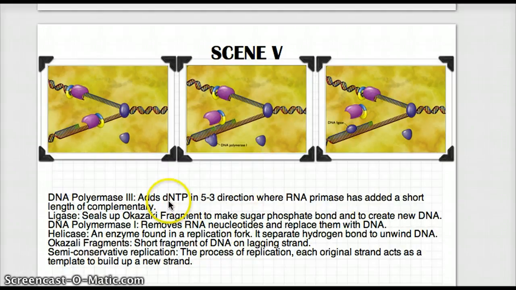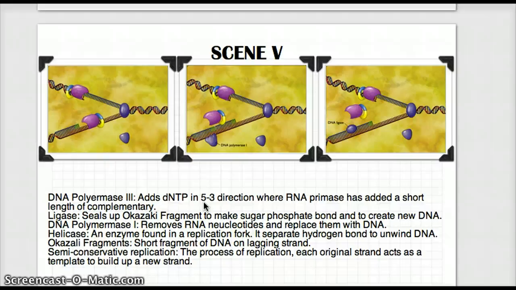So what is DNA polymerase 3? It adds dNTPs in the 5 to 3 direction, where RNA primase has added a short complementary length. The last step for the leading strand is DNA polymerase 1. It removes the RNA and replaces it with DNA, so it continues to the next stage, which is the lagging strand.